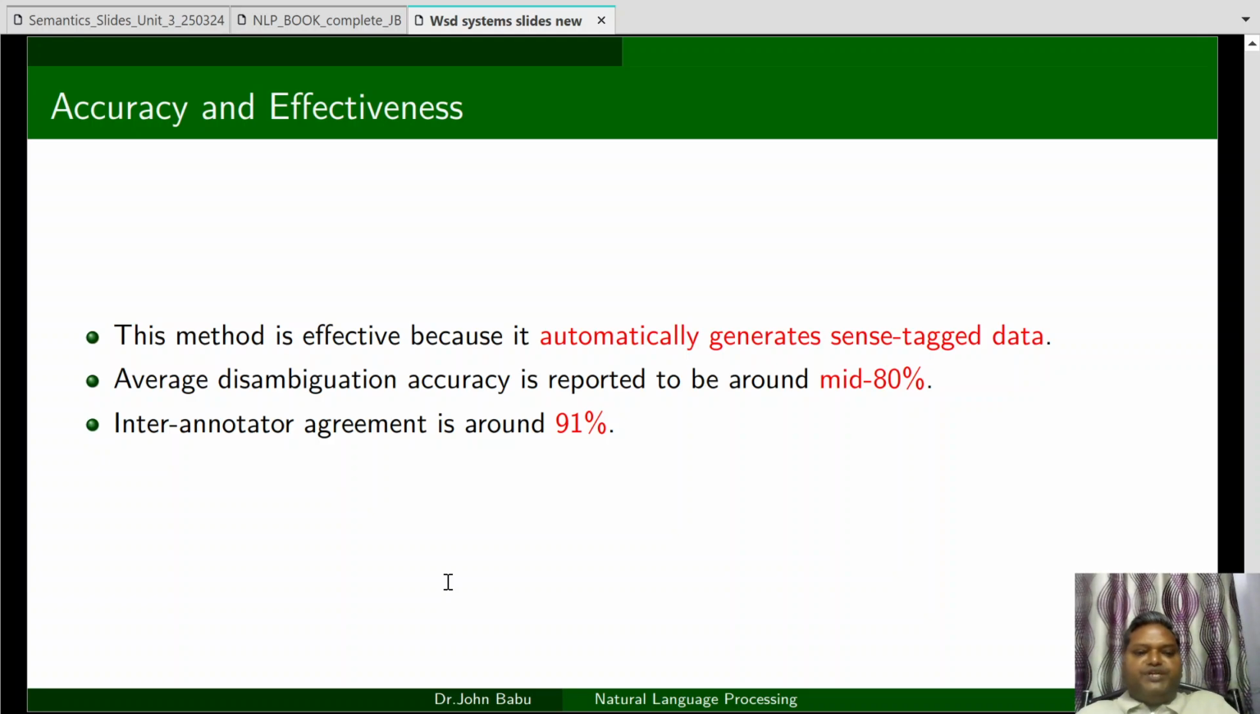This method is very effective because it automatically generates sense-tagged data without using manual annotation. Generally, the disambiguation accuracy is reported at around 80%, and inter-annotator agreement is around 91%.